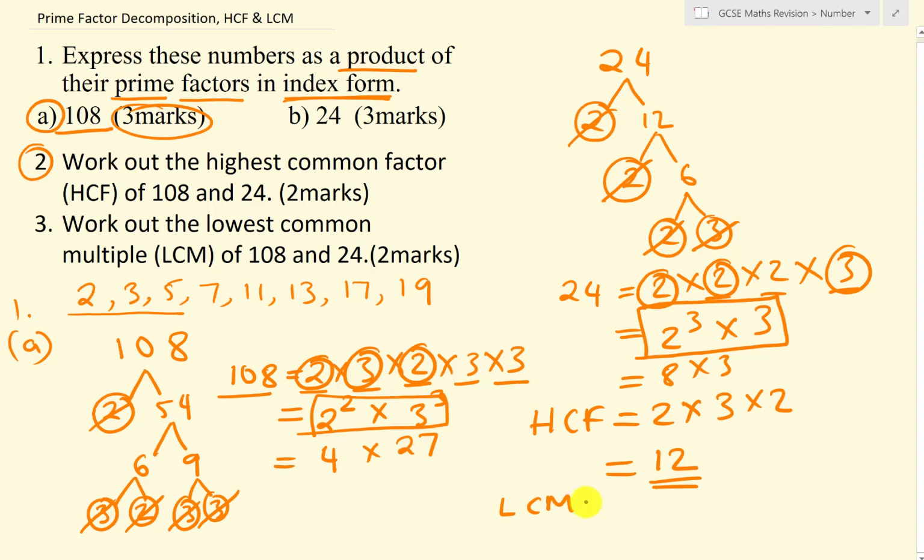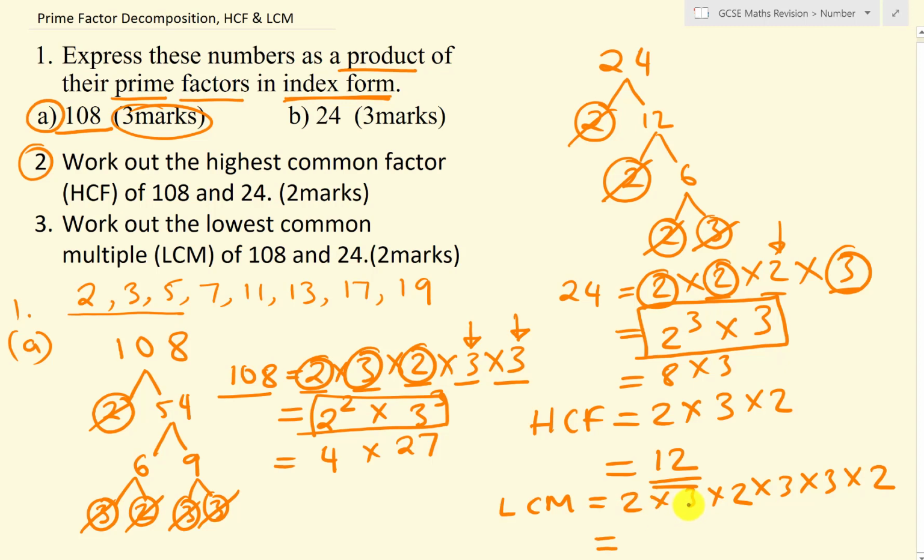Now let's find the lowest common multiple of 108 and 24. This time we're going to write down all the numbers that appear in 108 and 24, but we're going to write down the common numbers just once. Like before, write down the common numbers first. So we found 2, 3 and 2 common. So 2 times 3 times 2. And we're going to write down the ones that are not common. So this 3 here, this 3 here, so times 3 times 3, and this 2 here, times 2. All you have to do is multiply these numbers out and find the lowest common multiple.